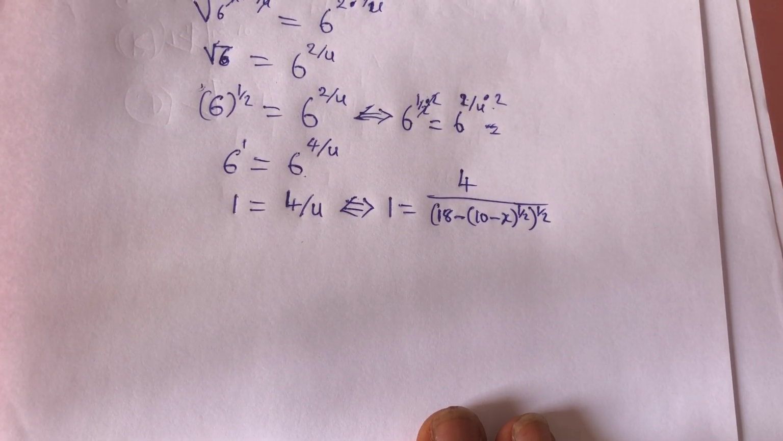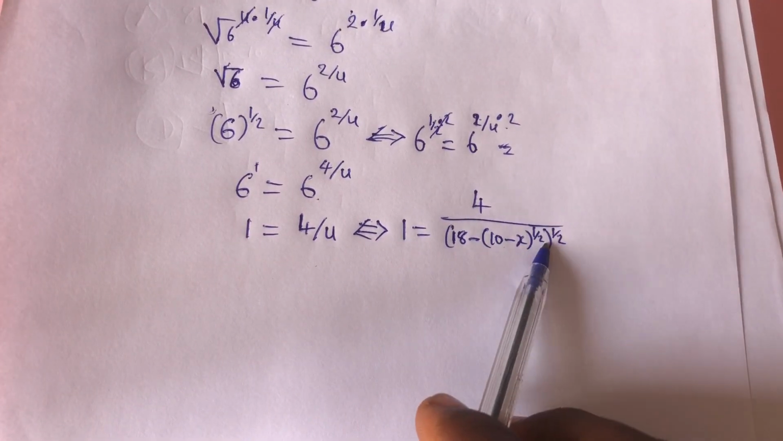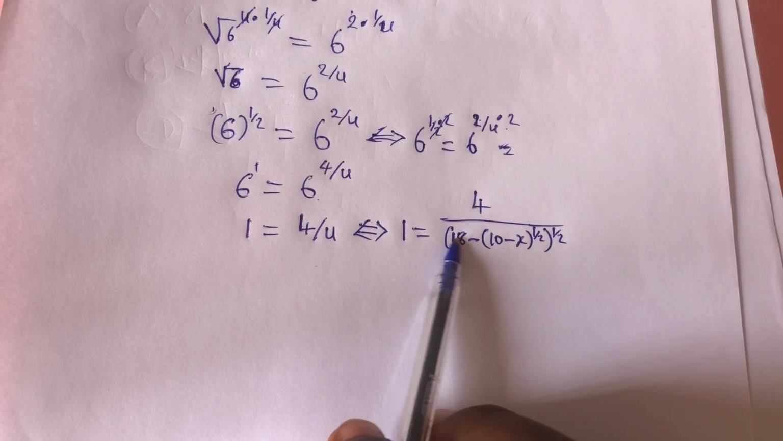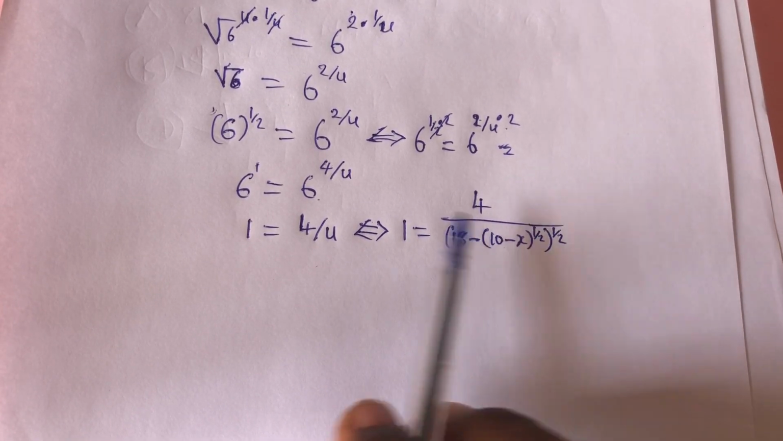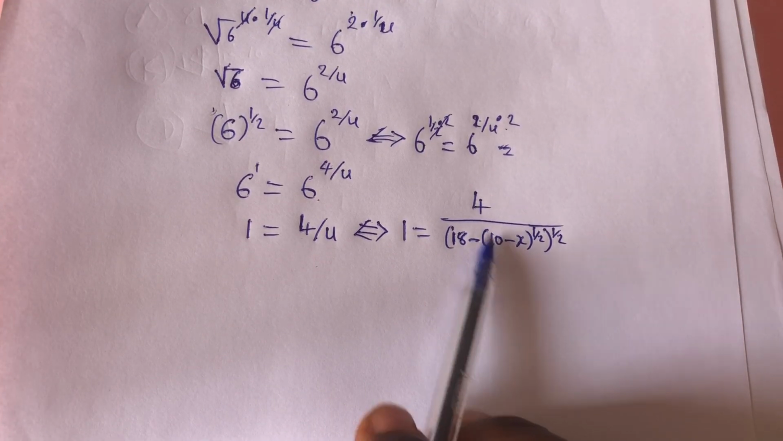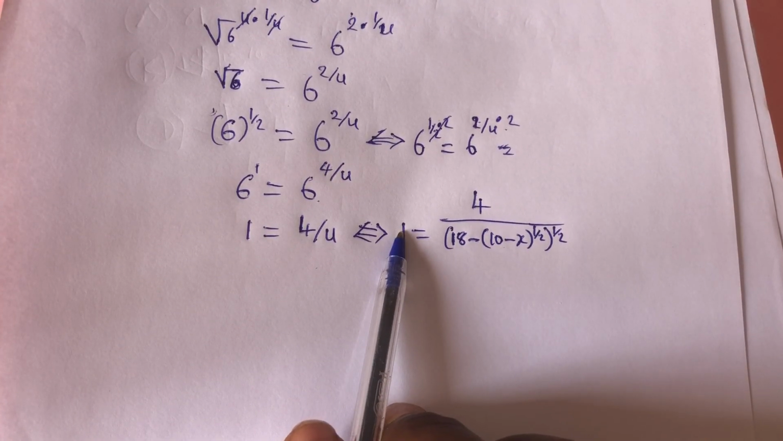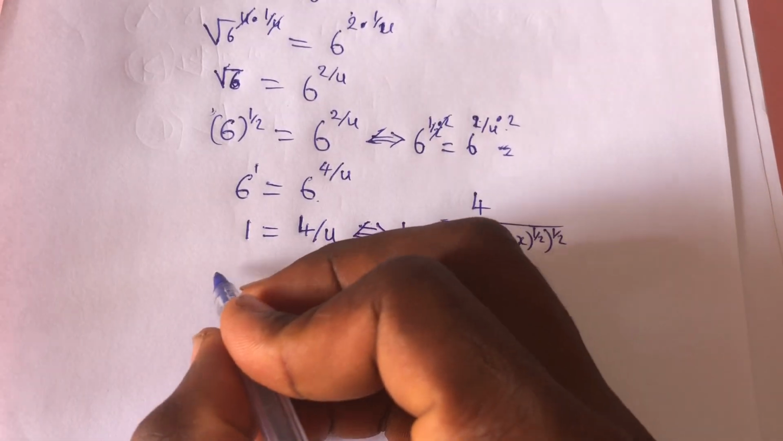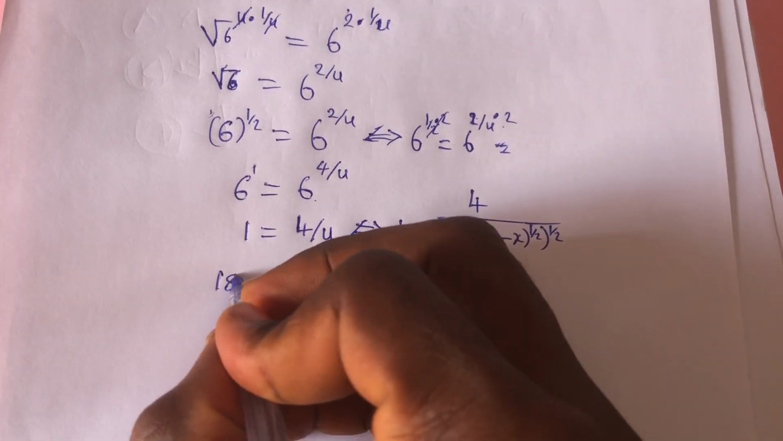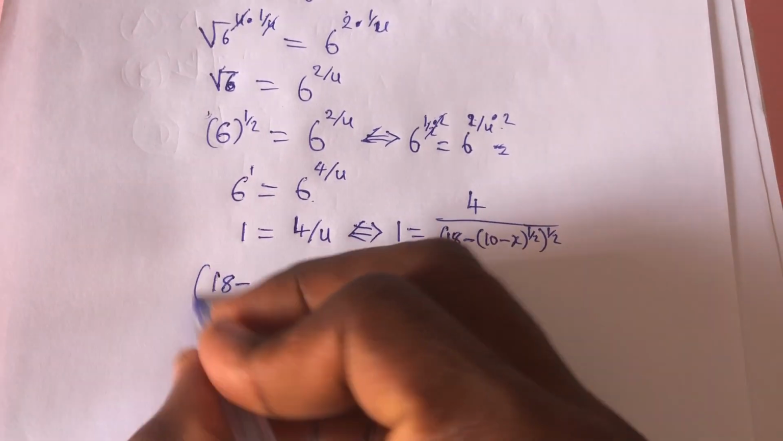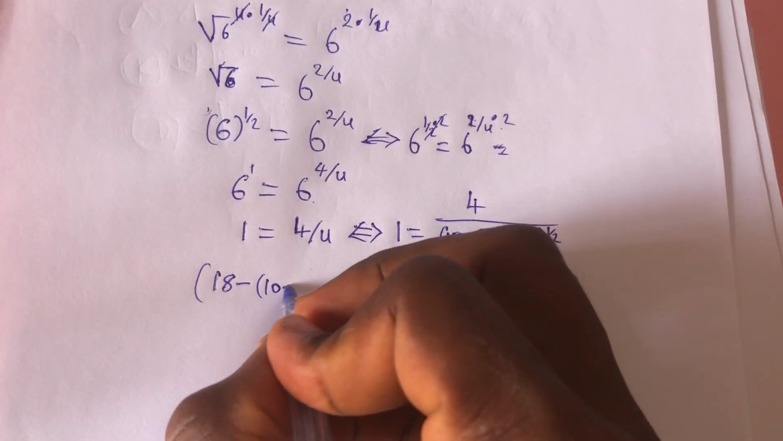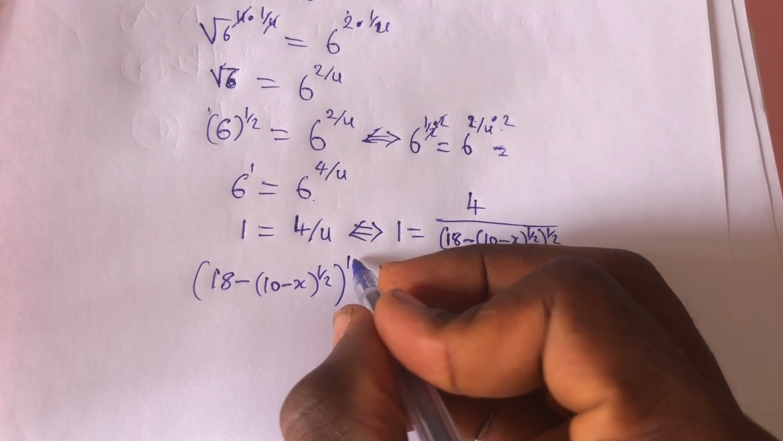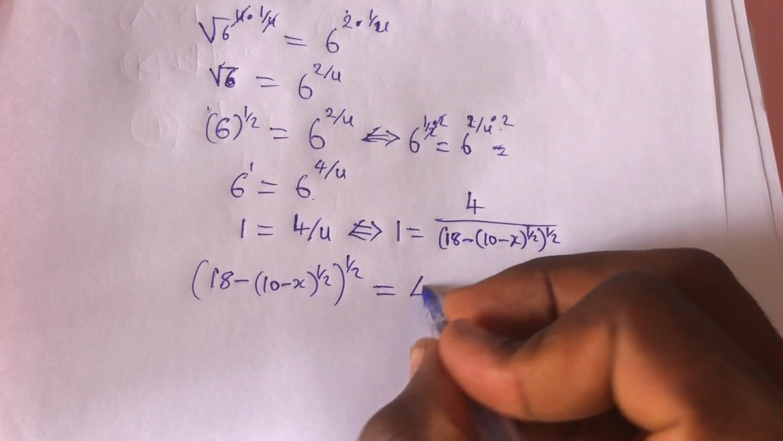So from here we can now multiply both sides by this so that we can cancel out this. I'm not going to write it out, but if you multiply both sides by this denominator, it will become the denominator. This denominator we take over this place, and 4 will be this side. So we multiply everything. We have 18 minus 10 raised to the power 10 minus x, everything raised to the power 1 over 2, is equal to 4.